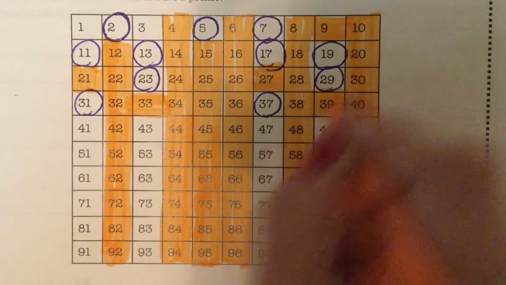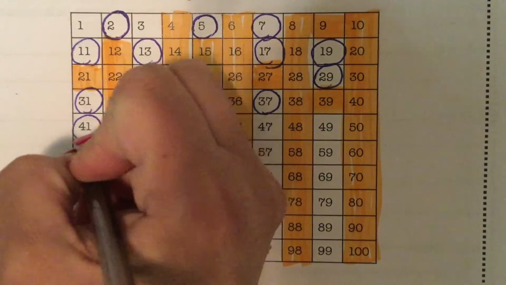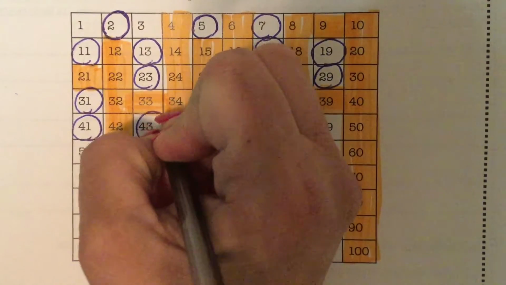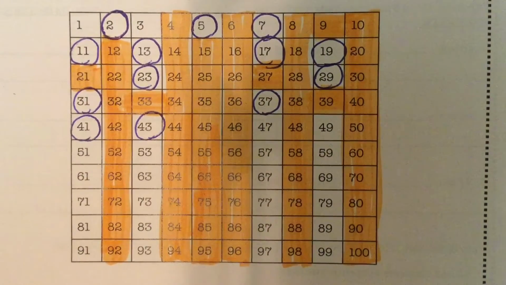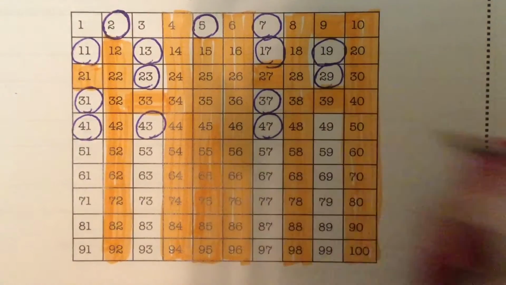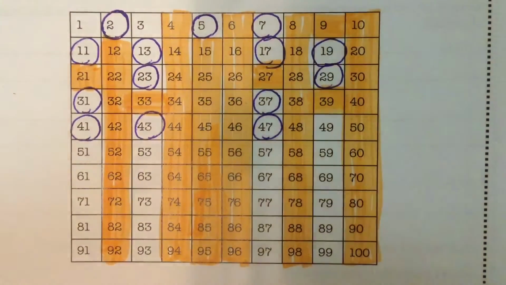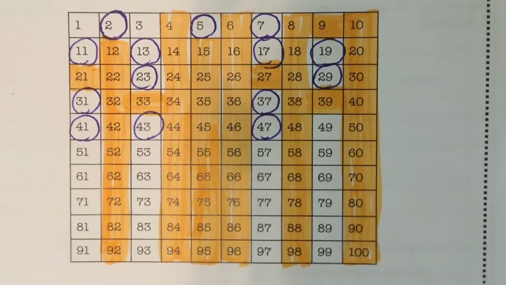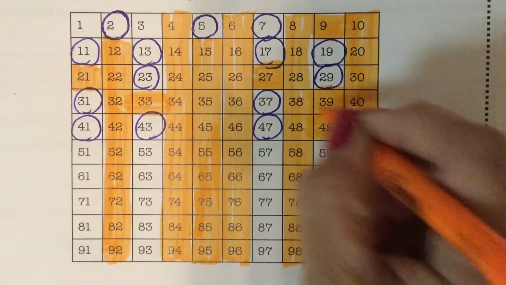So it is composite. 41, 4 plus 1 is 5, so it is going to be prime. 43, 4 plus 3 is 7, prime. 47, 4 plus 7 is 11. 3 does not go into 11, and neither does 9. It is prime. 49, 4 plus 9 is 13, but I know that's a double for 7 times 7. So 49 is a composite number.